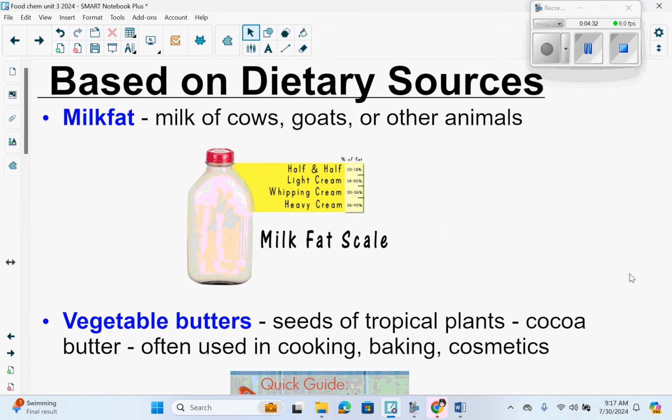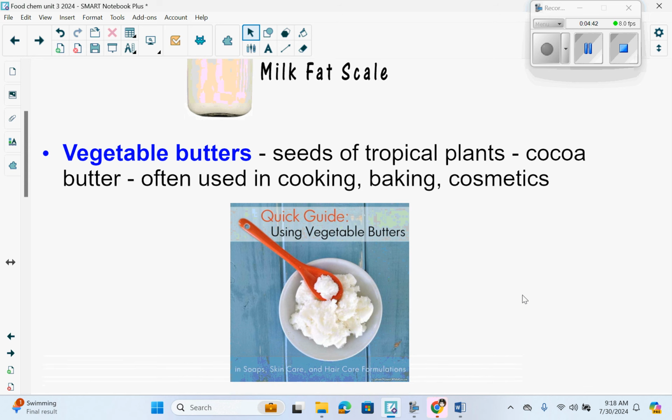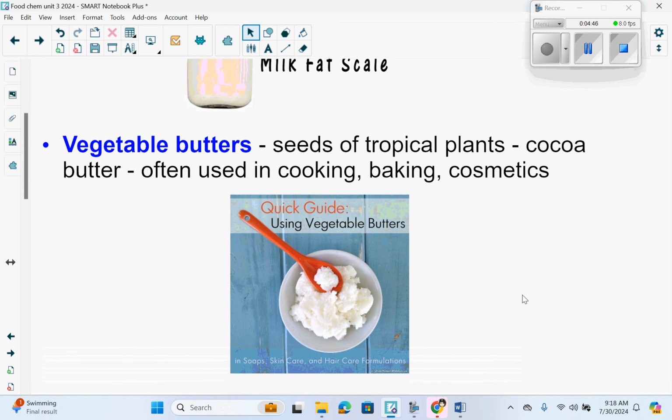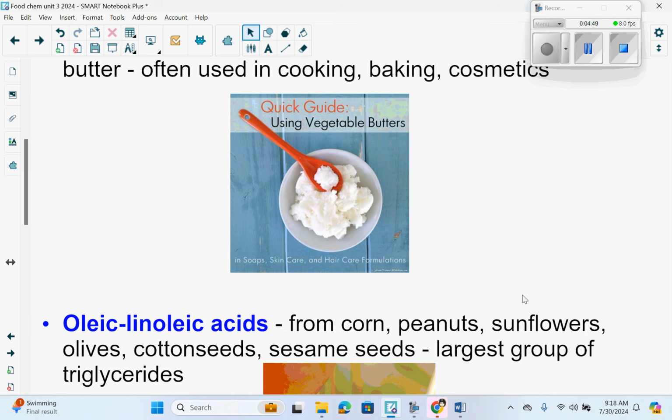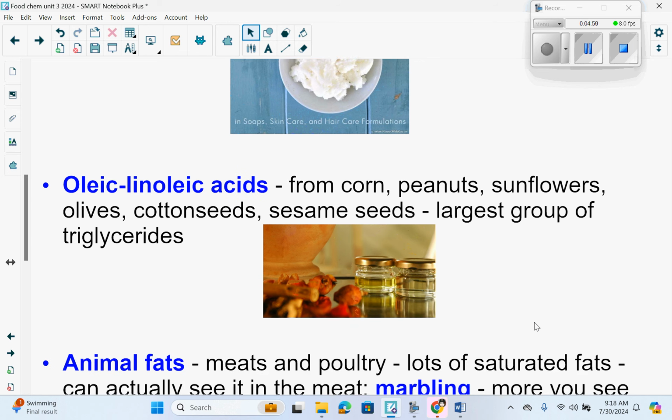You can classify based on dietary sources. Milk fat, milk of cows, goats, and other animals, right? Vegetable butters, this is the seeds of tropical plants like cocoa butter. It's often used in cooking, baking, and even cosmetics. Oleic and linoleic acids, this is from corn, peanuts, sunflowers, olives, cotton seeds, sesame seeds. This is the largest group of triglycerides.